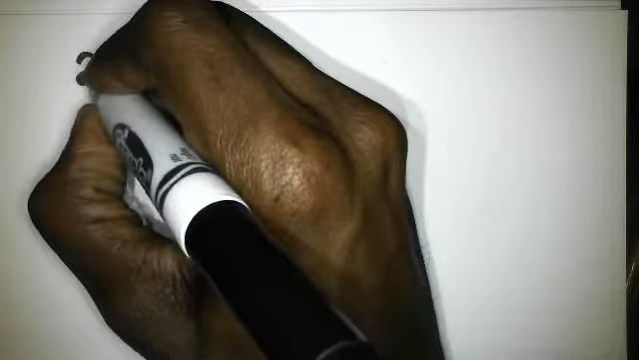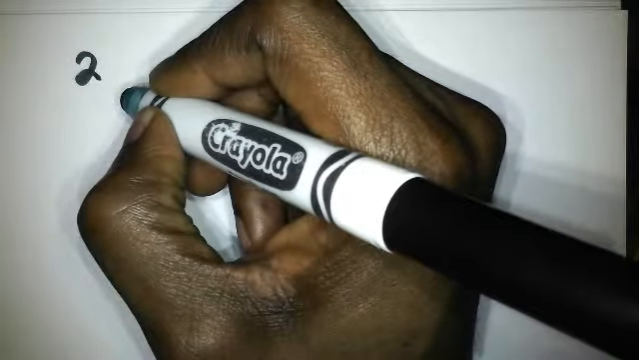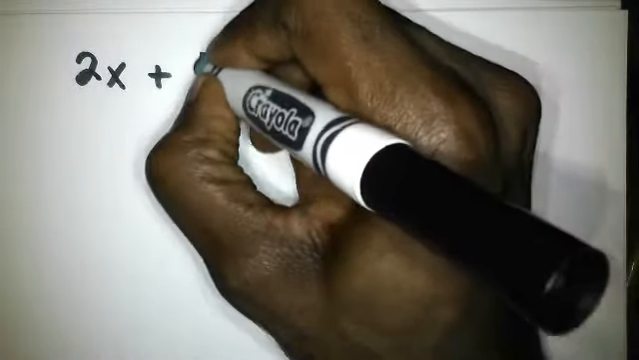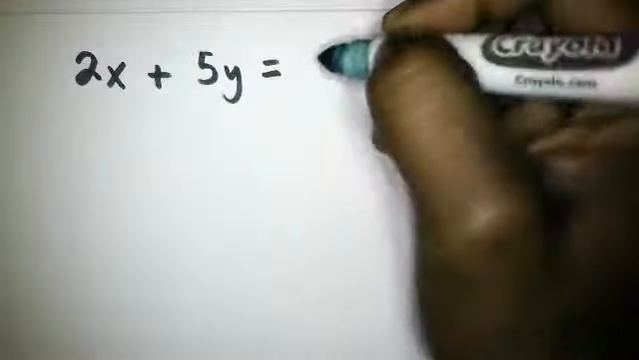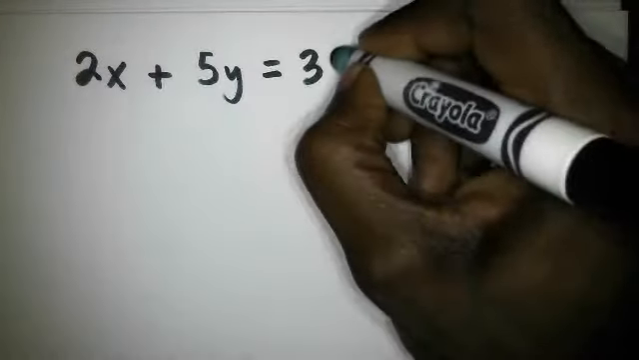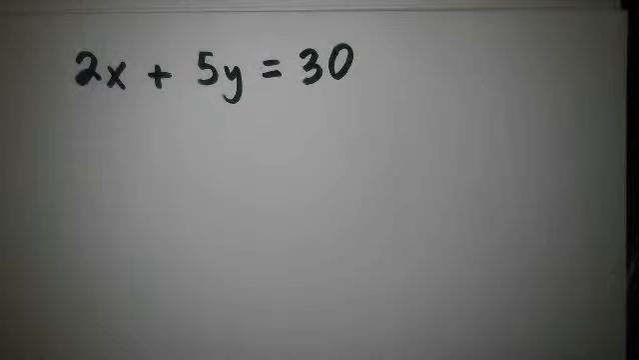Let's bring this one out. We have an example that you could use, which is 2x plus 5y is equal to 30. Now go ahead and find the x-axis and the y-axis. Go ahead and put the video on pause, and when you come back, let's see if you got the right answer.